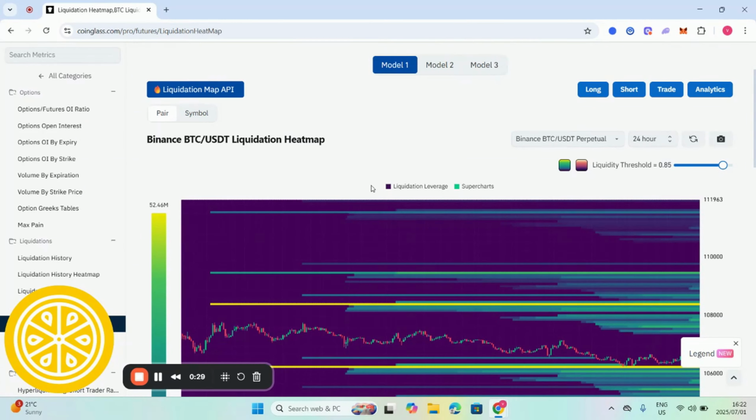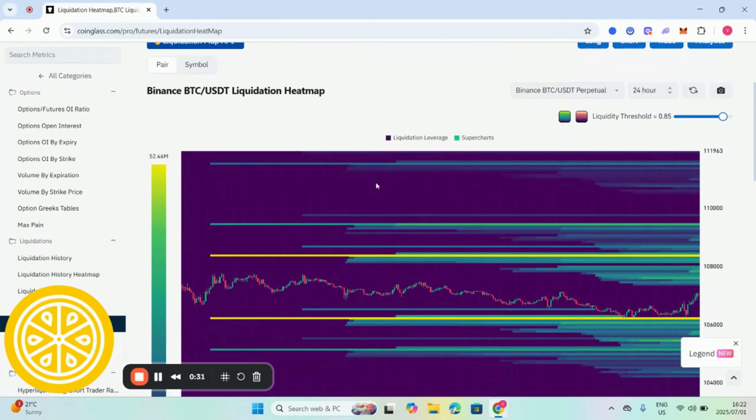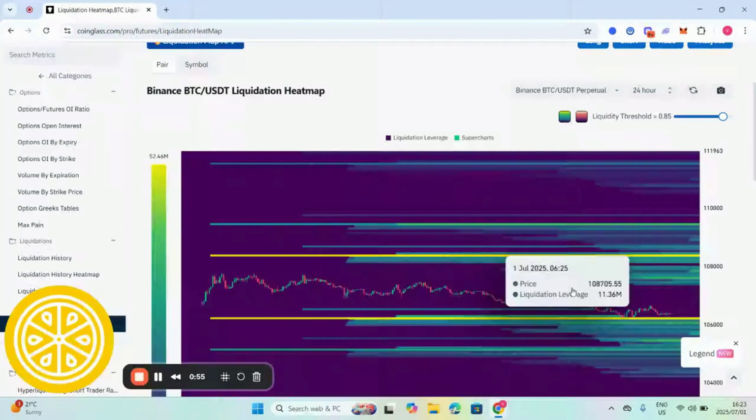As you can see right here, the liquidity heat map actually shows us where the liquidity is being drawn, ladies and gentlemen. As you know, the market is drawn to liquidity. Wherever liquidity is at, the market is drawn to it. So the liquidity heat map outlines where the liquidity is so that we know where the market could be drawn to.